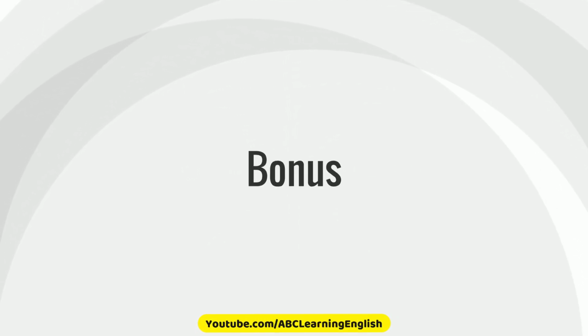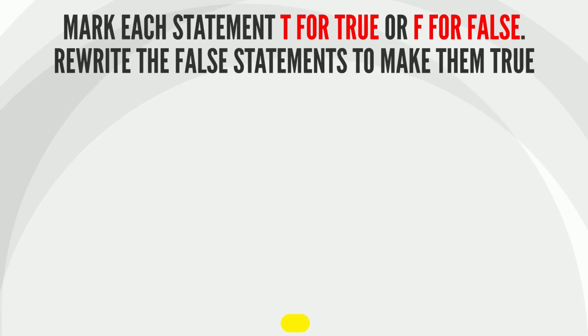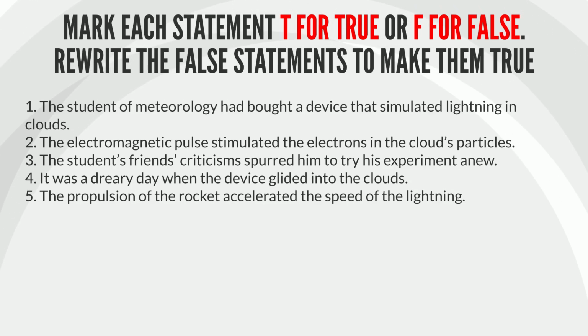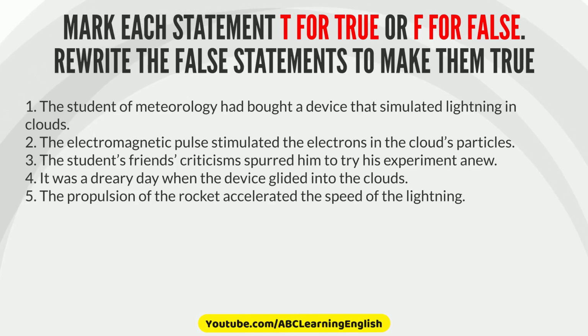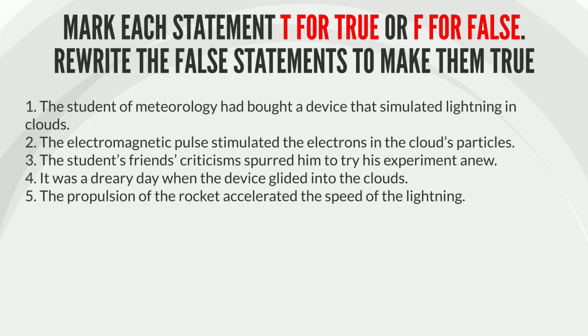Bonus. Mark each statement T for true or F for false. Rewrite the false statements to make them true. 1. The student of meteorology had bought a device that simulated lightning in clouds. 2. The electromagnetic pulse stimulated the electrons in the cloud's particles.